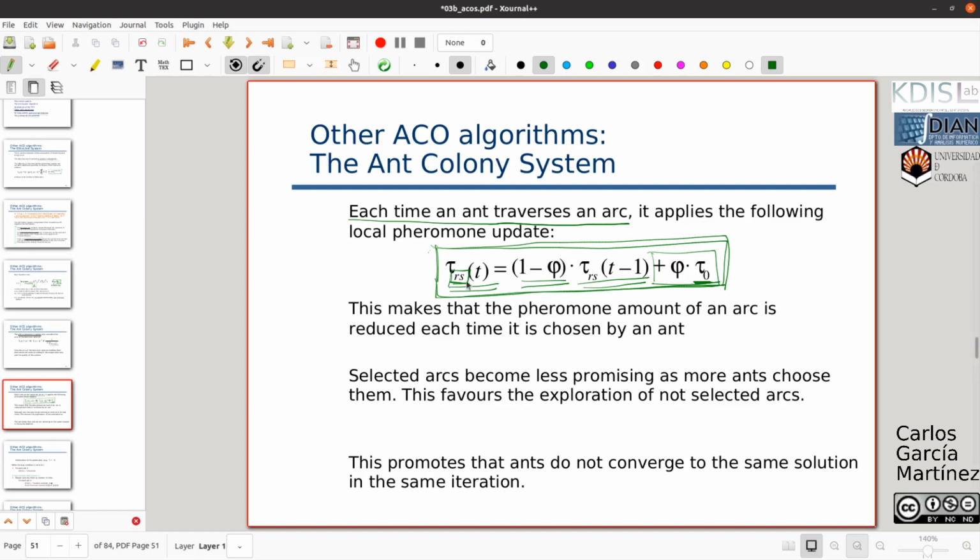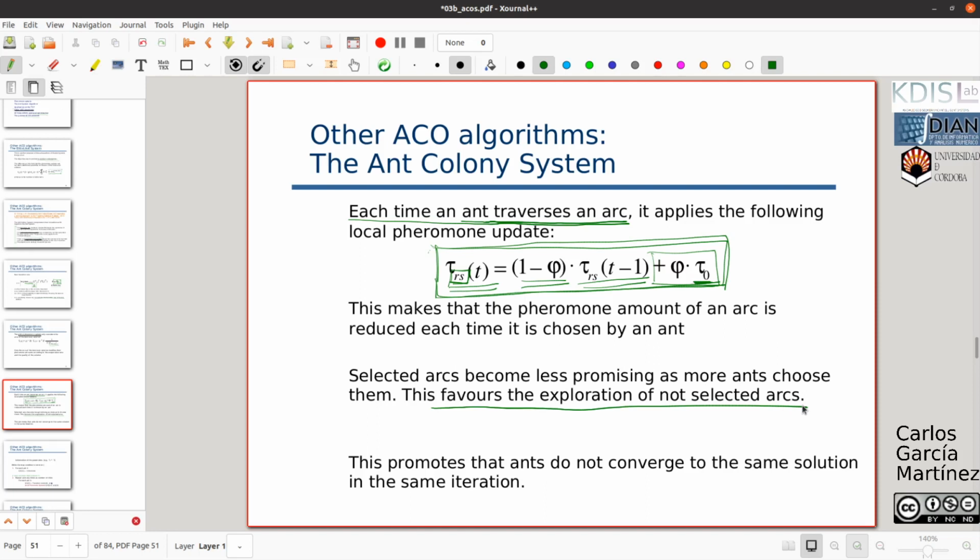So the result is that every time an ant chooses an arc, the pheromone amount of this arc is reduced. The goal is to make following ants choose other arcs. So this strategy clearly favors exploration, because it is making ants select different arcs.